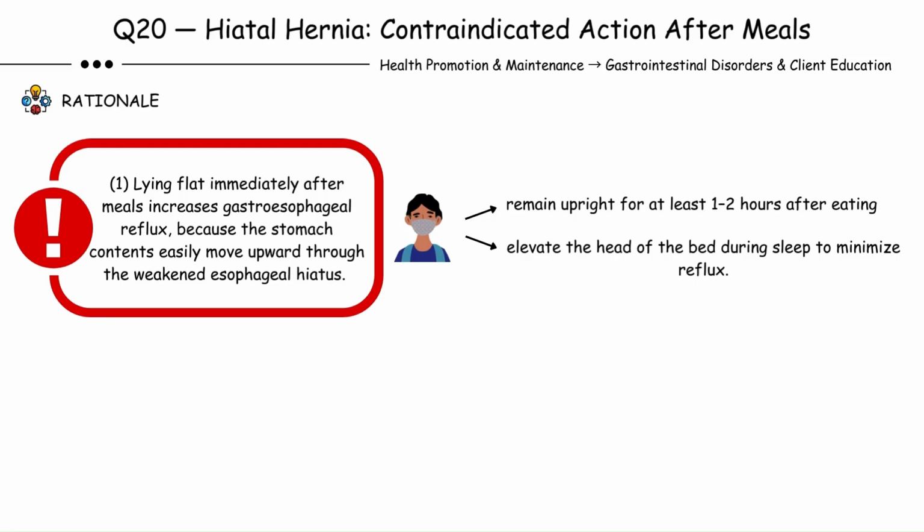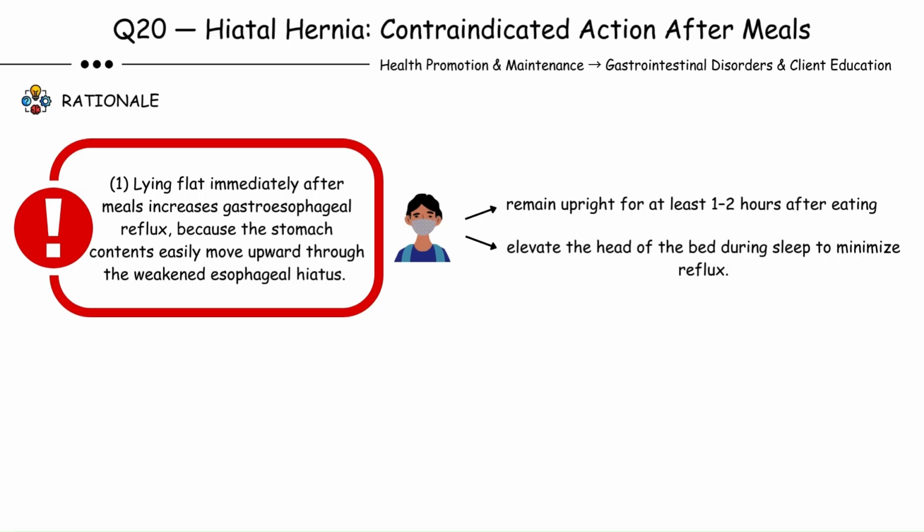Lying flat after eating allows stomach contents to slide directly into the esophagus through the weakened hiatus. This dramatically increases heartburn, regurgitation, and nighttime reflux. Clients with hiatal hernia should stay upright for 1 to 2 hours after meals and should sleep with the head of the bed elevated, never flat.